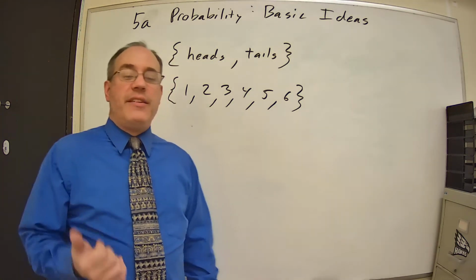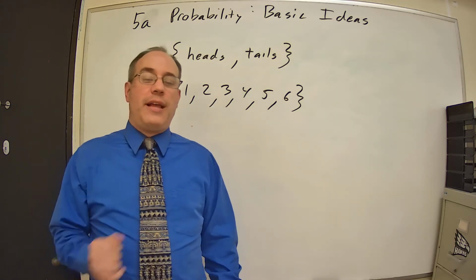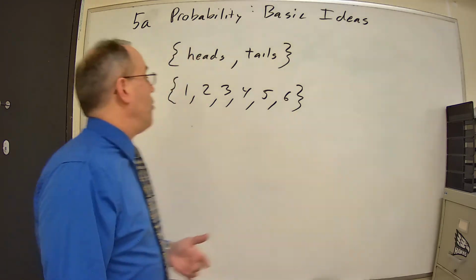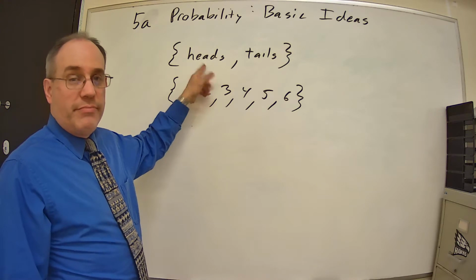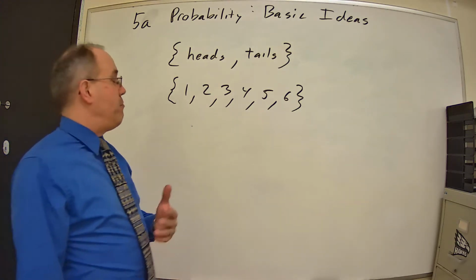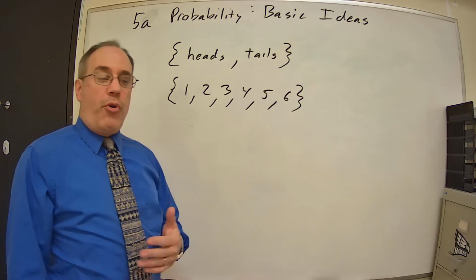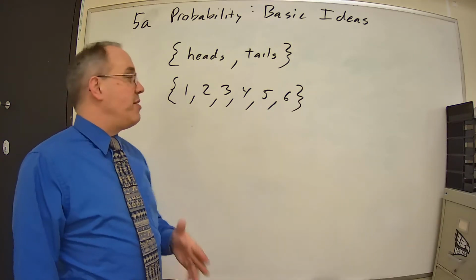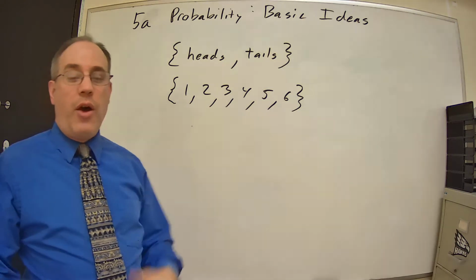An event is an outcome or a collection of outcomes from a sample space. So I may have the event of getting a heads if I flip a coin. If I roll a die, an event may be rolling a 3, or it may be rolling an odd number, 1, 3, or 5, or a number less than 6, so 1, 2, 3, 4, 5. So that would be an event.